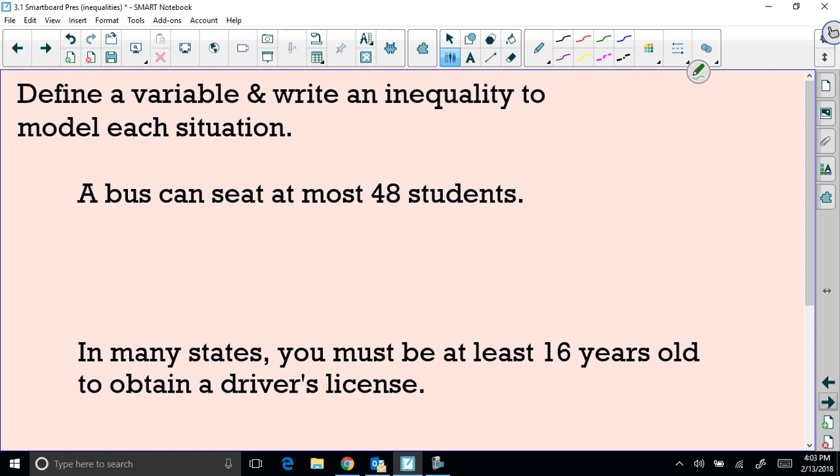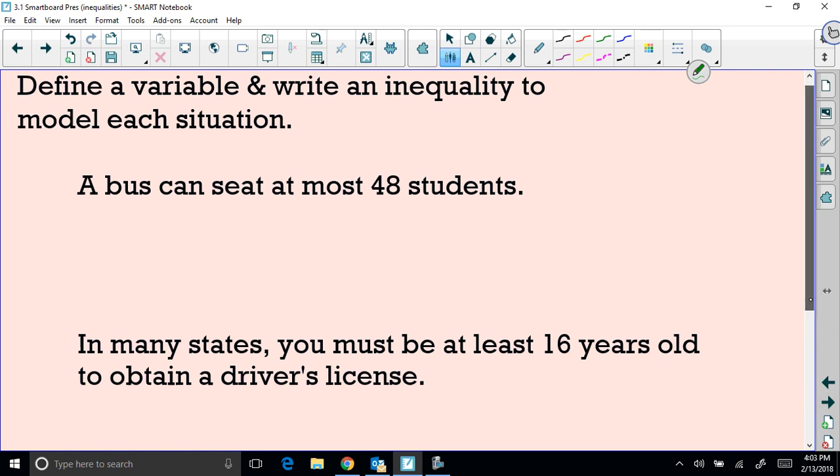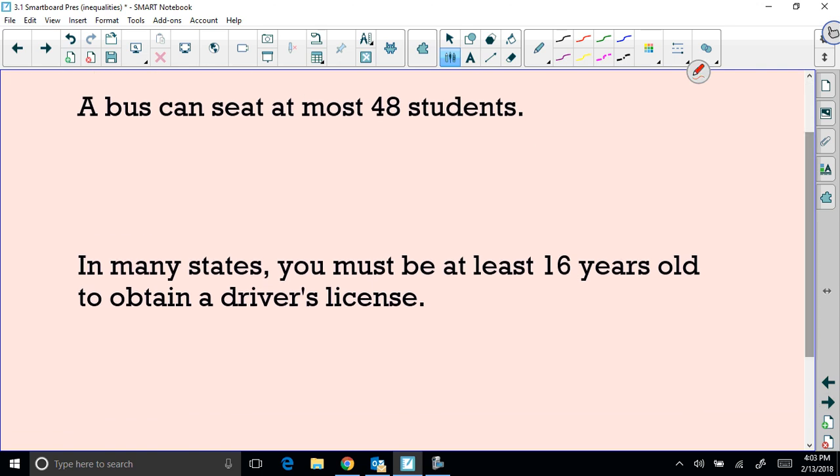Okay, then we're going to do just some word problems. So what's going to happen is we're going to define a variable, and then we're going to write an inequality to model the situation. So here's what we have. A bus can seat at most 48 students. So what we're talking about is students. So we're going to put S for students.